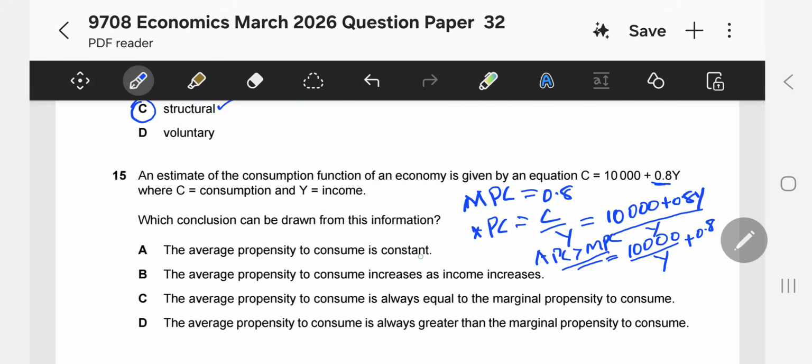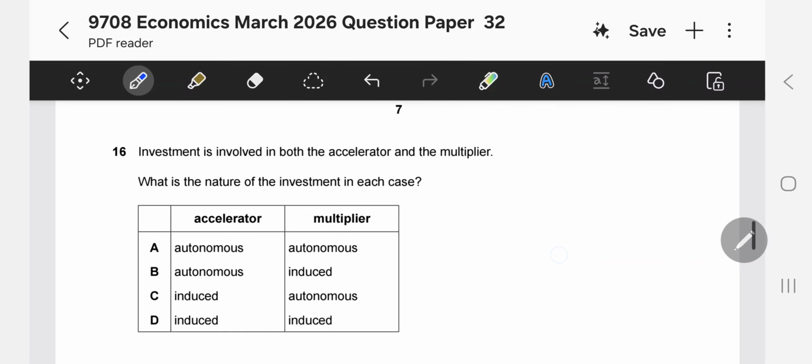Right, so let's look at the options. APC, average propensity to consume, is always constant. No, it's not always constant. In fact, APC will decline as income increases, so it's not constant. Average propensity to consume increases as income increases. APC actually decreases, as I have said before, so it doesn't increase. Average propensity to consume is equal to marginal propensity to consume. That's not true. As I've said, APC will be greater, and so D is the answer we are looking for. Okay, let's move on to 16 now.